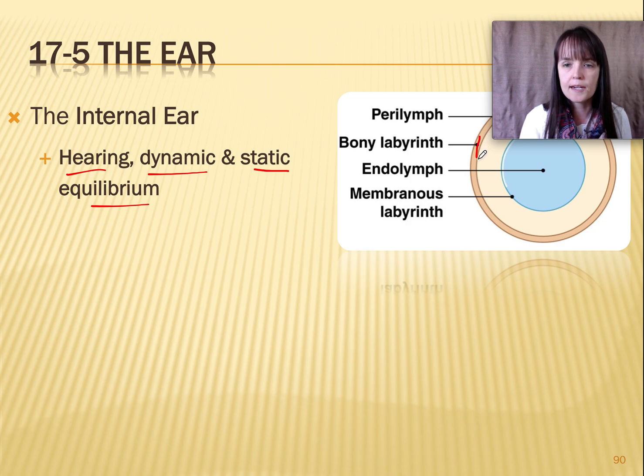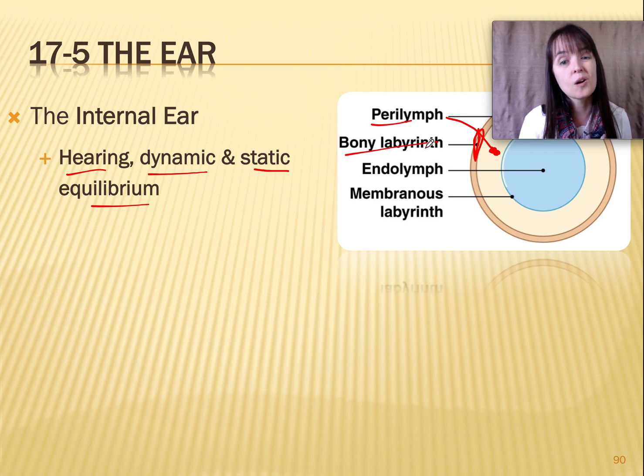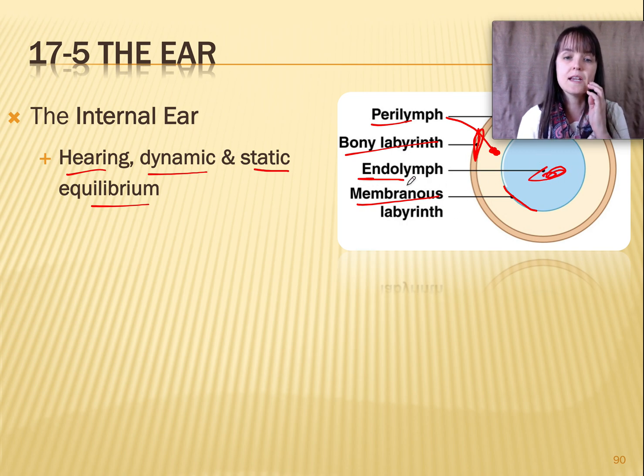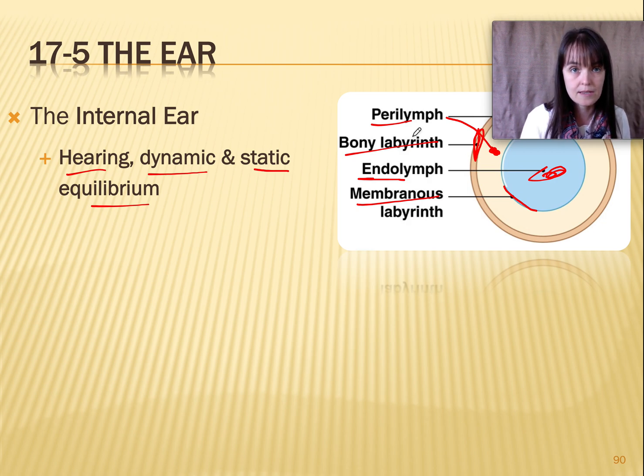This outer layer, the bone-colored shell, is the bony labyrinth. And this fluid inside the bony labyrinth is perilymph. Peri means around. And then this inner membranous layer, because it is a membrane, is called the membranous labyrinth. And the fluid inside the membranous labyrinth is endolymph. Endo means within. So peri means around, it's around the membranous labyrinth. Endo means within, it is within the membranous labyrinth.